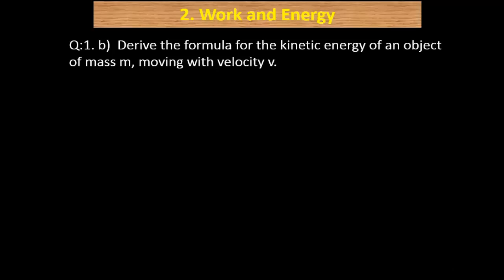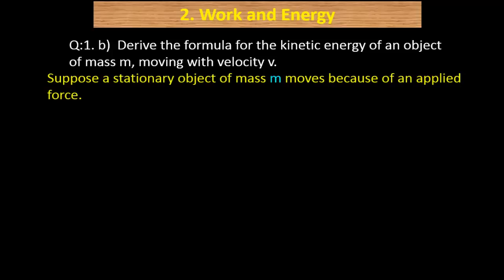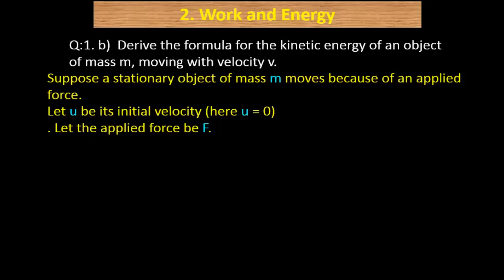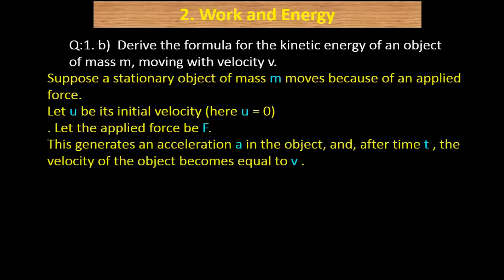B. Derive the formula for the kinetic energy of an object of mass m moving with velocity v. Suppose a stationary object of mass m moves because of an applied force. Let u be its initial velocity. Here u is equal to 0. Let the applied force be F. This generates an acceleration a in the object, and after time t, the velocity of the object becomes equal to v. The displacement during this time is s.